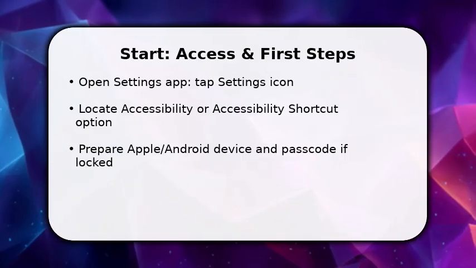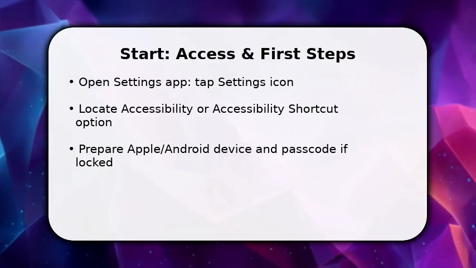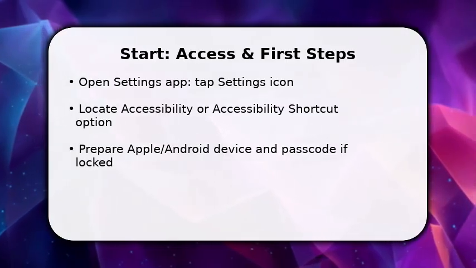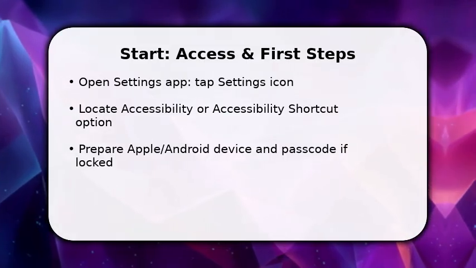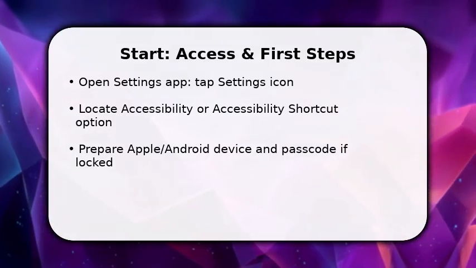You'll start inside settings, so go straight there and open accessibility. Once inside, find accessibility shortcut or the 3-press home/side button setting. This is the control point.